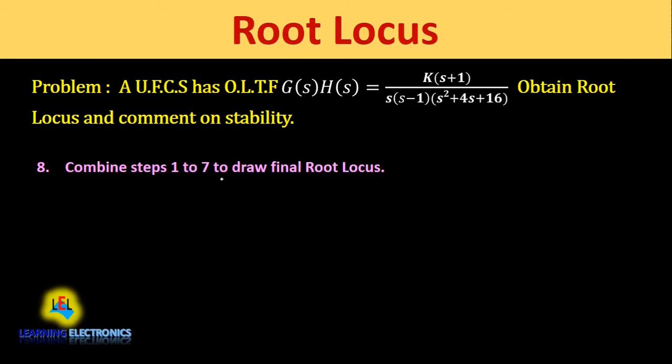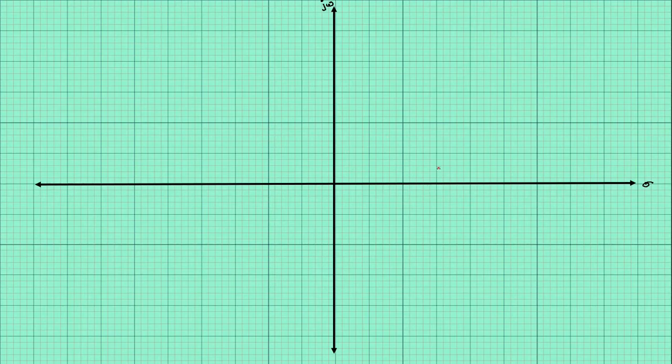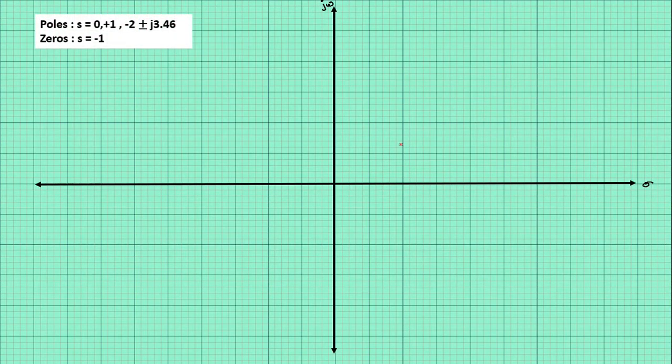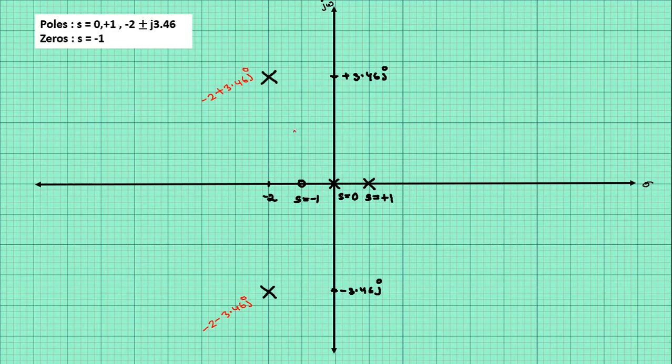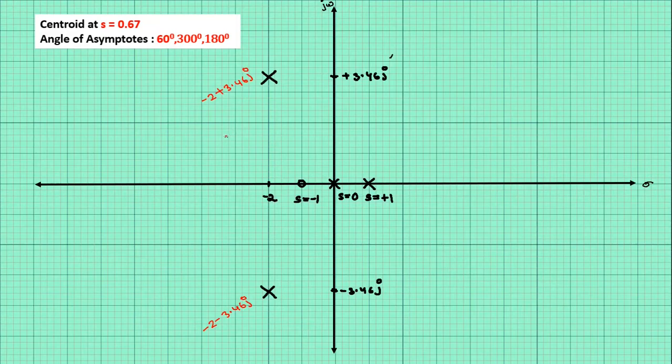The 8th step is to combine all the steps from 1 to 7 to draw the final root locus. On this graph paper, we will draw the final root locus. For this, first we will represent all the poles and zeros which we found out from the open loop transfer function of the system. There are 4 poles and 1 zero we have to represent. So in this way we have represented all the poles and zeros. We have taken real axis as sigma and imaginary axis as j omega axis here. Now we have to represent the centroid, which is the intersection point of the asymptotes. It is equal to minus 0.67. Somewhere here we have minus 0.67.